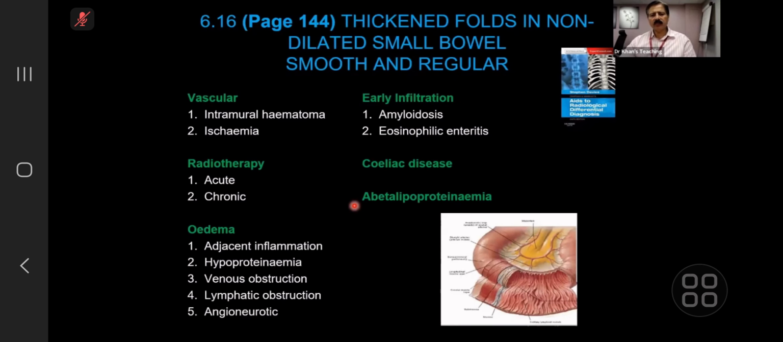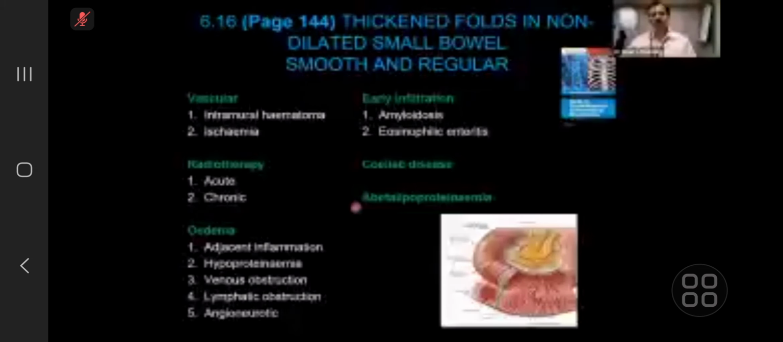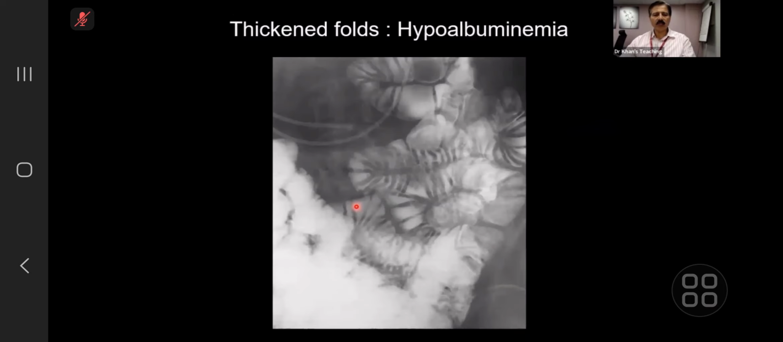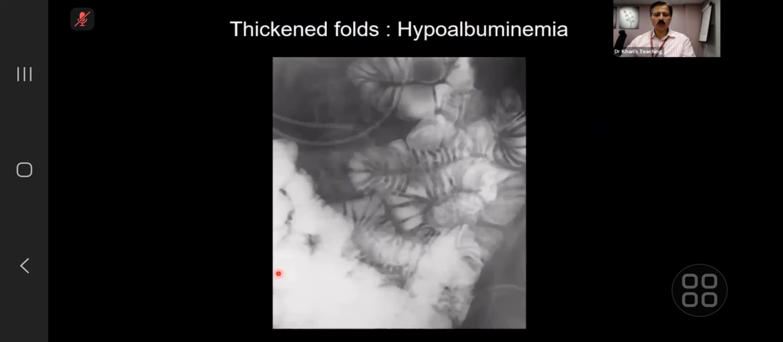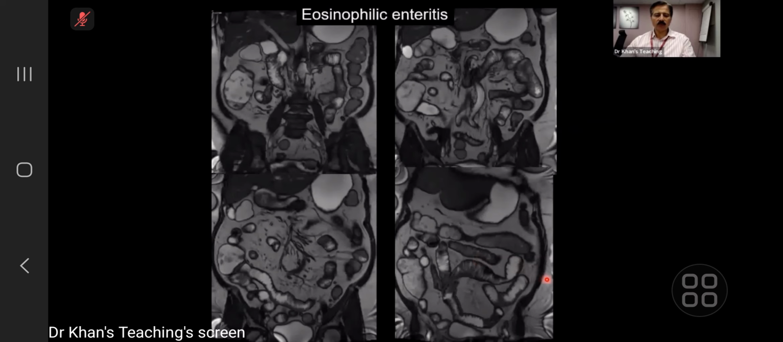In your previous Chapman, there was differential diagnosis, rather two differential diagnoses, thickened fold in non-dilated small bowel. And we are in that territory. It's quite a non-specific finding, but you have to develop your eyes. This is a case of hypoalbuminemia of any cause. If you go here, you see this edema, hypoproteinemia. So hypoproteinemia is the most common cause which you will see, where you can see these thickened folds. So this was just to develop your eyes.